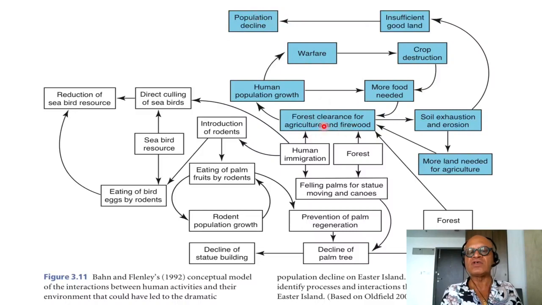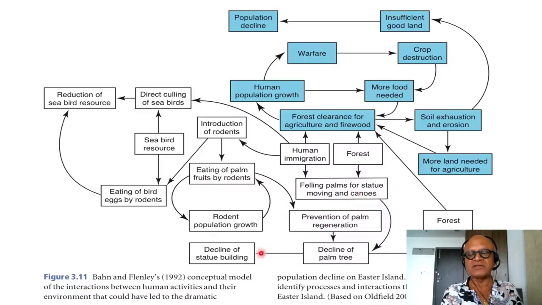So if you start here with forest clearance for agriculture and firewood, which is common for most regions that we will discuss, there is soil exhaustion and erosion. More land is needed for agriculture, which drives positive feedback to forest clearance. Human population grows as you produce more food, which can lead to militarization and warfare and crop destruction, which again demands more food and more land clearance. And here soil exhaustion and erosion can lead to insufficient arable land for agricultural production and population decline. And there are a bunch of other feedbacks through rodent population, seabirds, seafood resources, eating of bird eggs by rodents, and so on and so forth, that I will not go into.